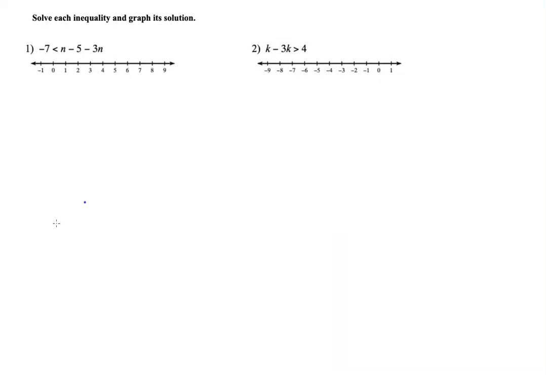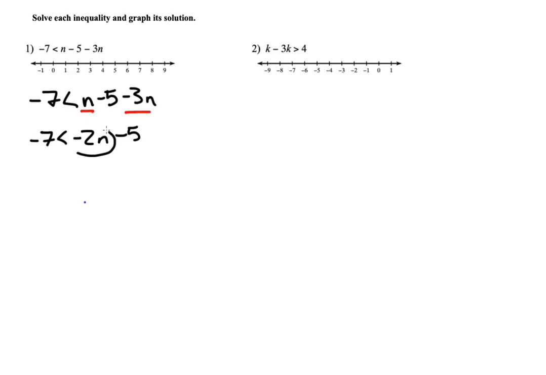Okay, so let's go through our problems about solving inequalities that are multi-step inequalities. For this first one, I'm just going to rewrite it down here. -7 is less than n minus 5 minus 3n. Well, the first thing I have to do is combine my terms. Right here I've got an n, and right here I've got a -3n. So when I put those together, on the left side, that's just going to stay the same as -7 less than n minus 3n is -2n, and then it's still minus 5.